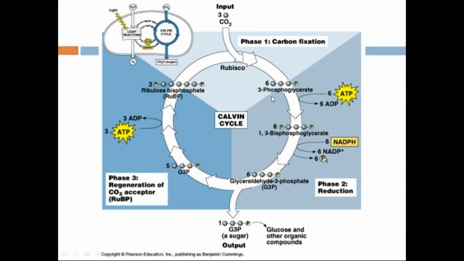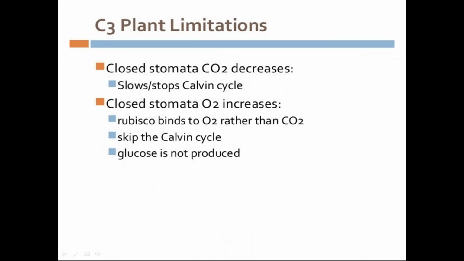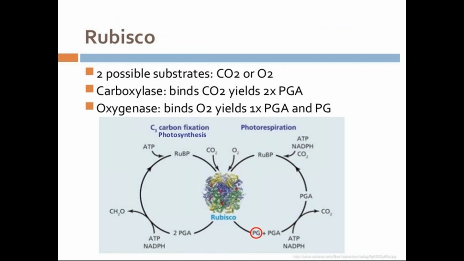Yes, see, this is the C3 pathway. In this, the Rubisco enzyme may either bind with CO2 or it may bind with oxygen. When it binds with oxygen, the process of photorespiration takes place, and when it binds with CO2, the normal process takes place. But in case of C4 plants, this process doesn't take place.